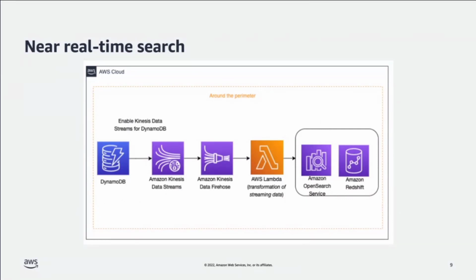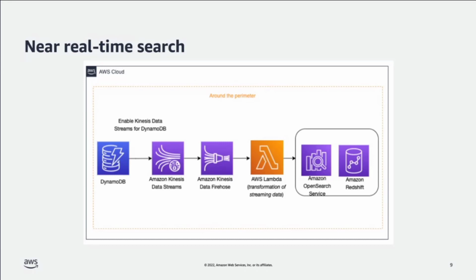Similar to the previous one, here's another use case for near real-time search, where you can derive insights from Amazon DynamoDB by setting up near real-time search using Amazon OpenSearch service. So in this design, the DynamoDB table is used as the primary data store, and Amazon OpenSearch service cluster is used to serve all types of searches by indexing the table.